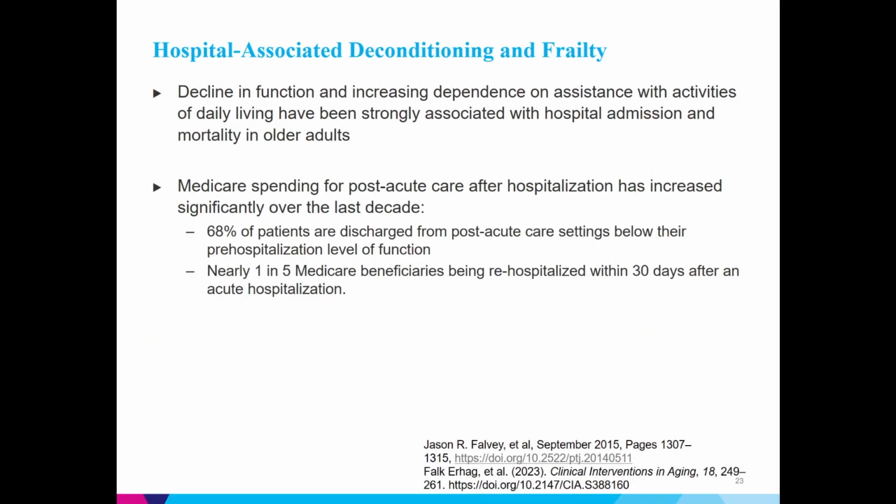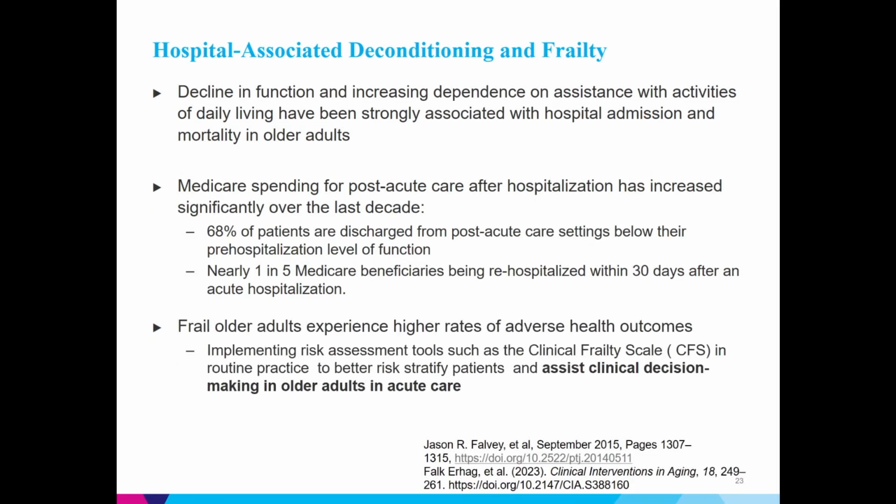And then you have to think about frailty as another very common geriatric syndrome, which can impact outcome. Frail older adults experience higher rate of adverse health outcomes. And more recently, especially in the surgical patient population, we are looking at tools such as the clinical frailty scale that can be implemented in routine practice to better stratify our patients and help guide and assist with clinical decision making in the acute care setting.